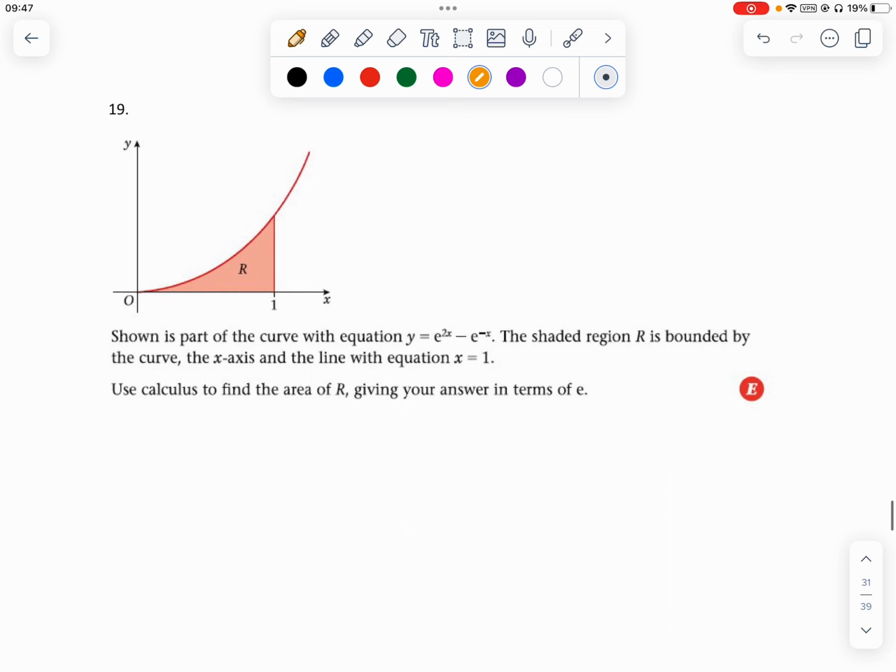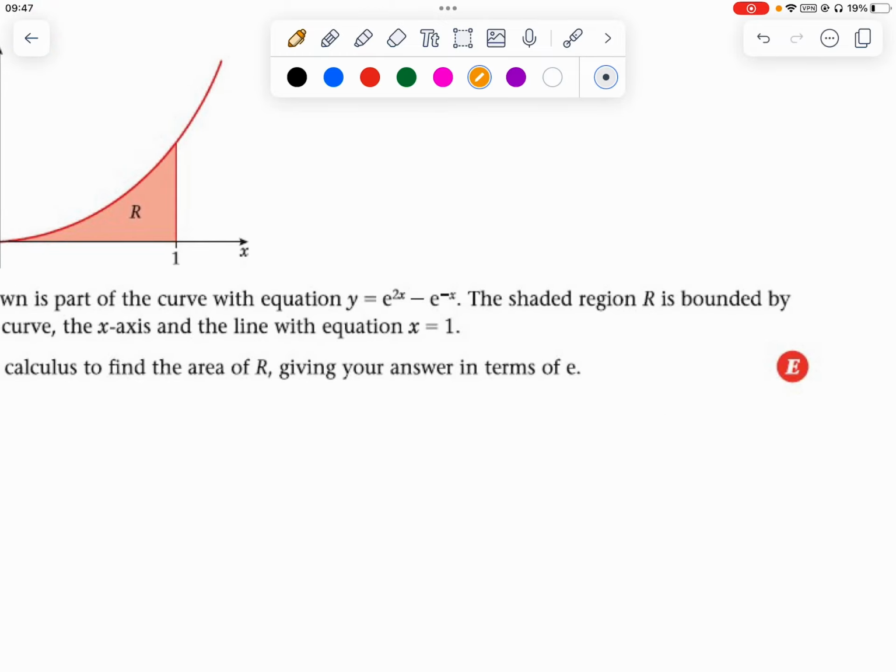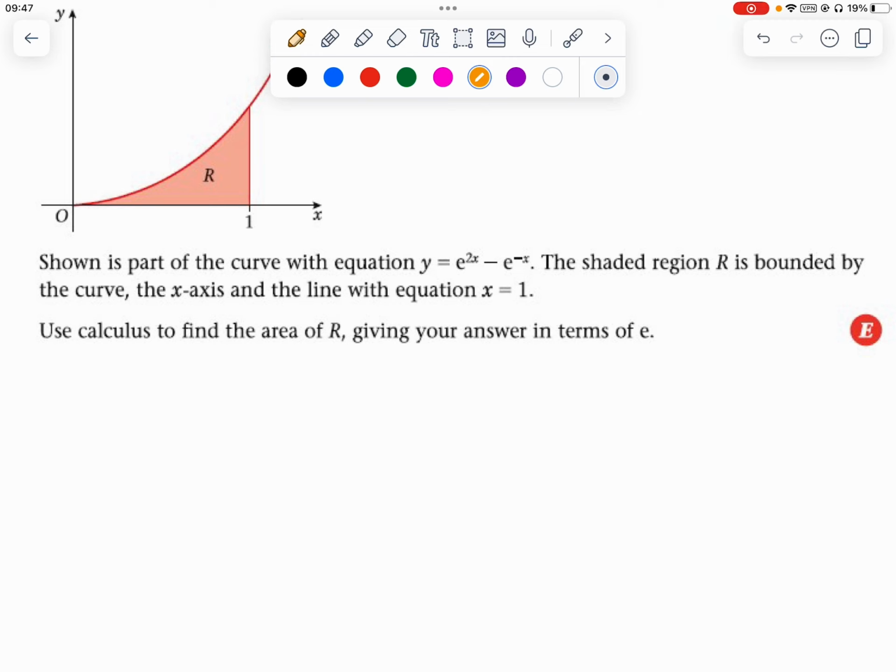Question number 19. Shown is part of the curve y equals e power 2x minus e power minus x. The shaded region is bounded by the curve, the x-axis and the line y equals 1. Use calculus to find the area of region R in terms of e.